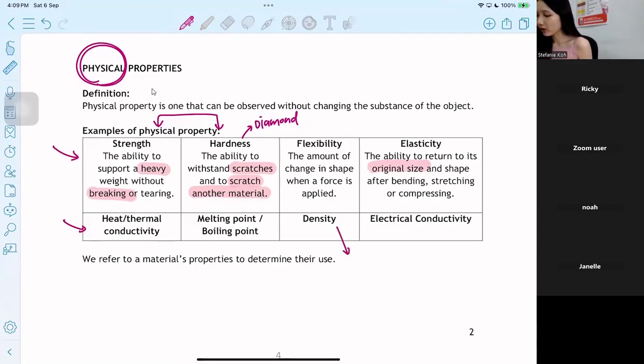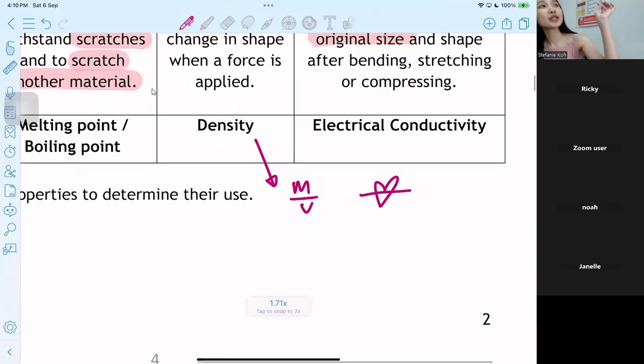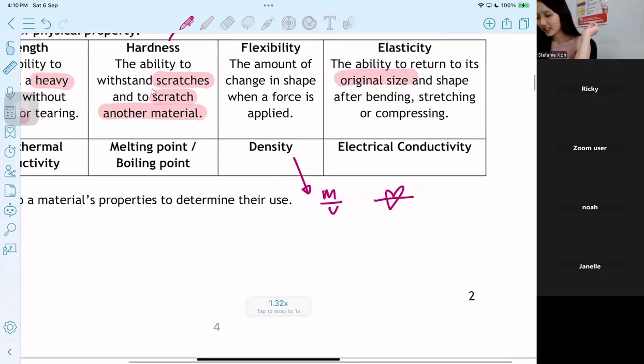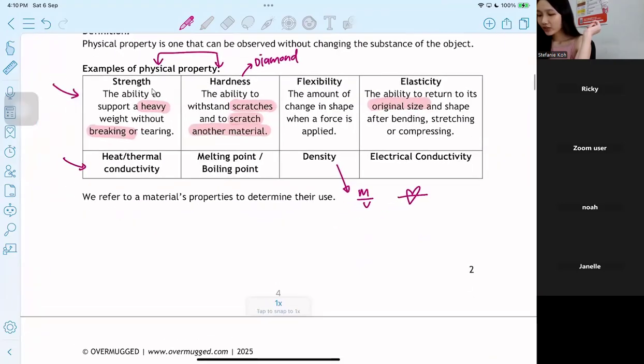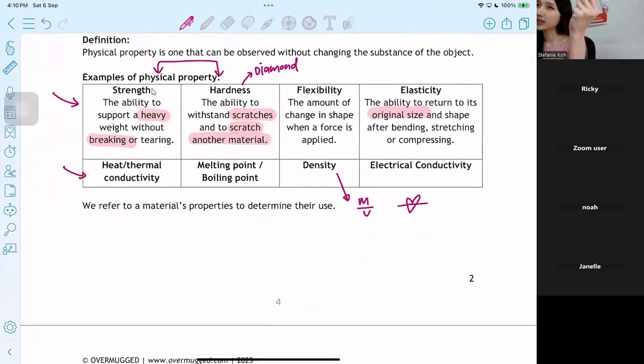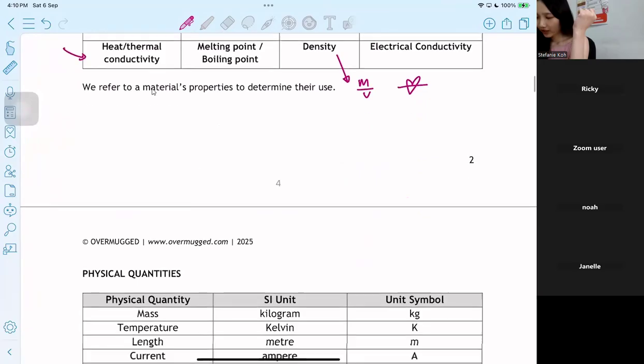Density, do you guys remember the formula for density? Mass over volume. How to remember? Remember it as like a broken heart. M over V. Can you guys see? I zoom in a bit. M over V, like a broken heart. That's density's formula. Those are the physical properties a substance or material can have.